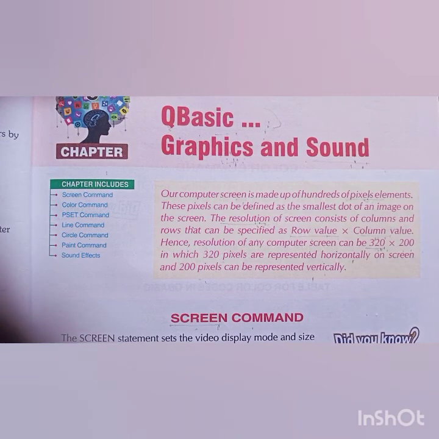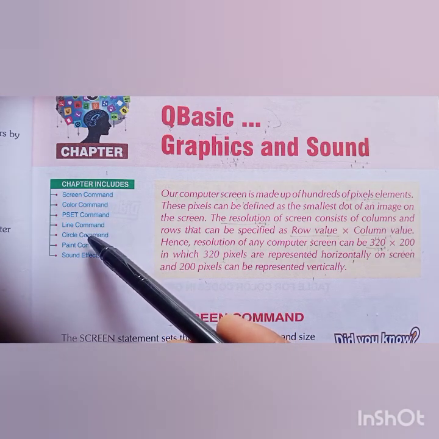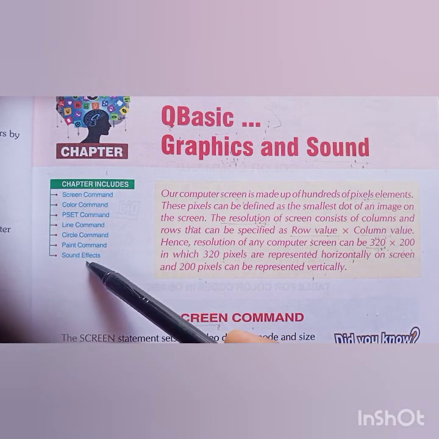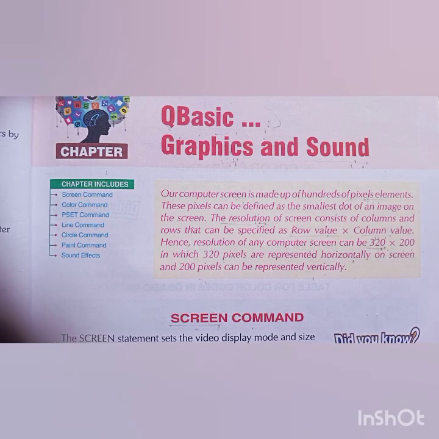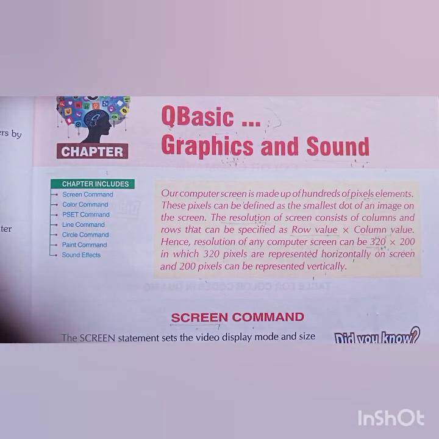Hello students, today we are with chapter number 5 of Computer Qbasic Graphics and Sound, and the points that we are going to discuss in the chapter are screen command, color command, preset command, line command, circle command, paint command and sound effect. As the name indicates, graphics and sound, in this chapter we will be dealing with how graphics, that is the pictures, can be drawn in Qbasic.